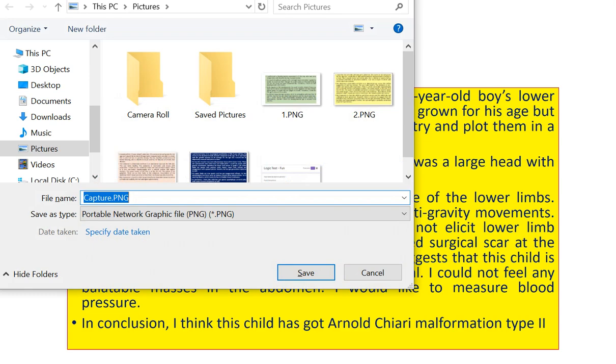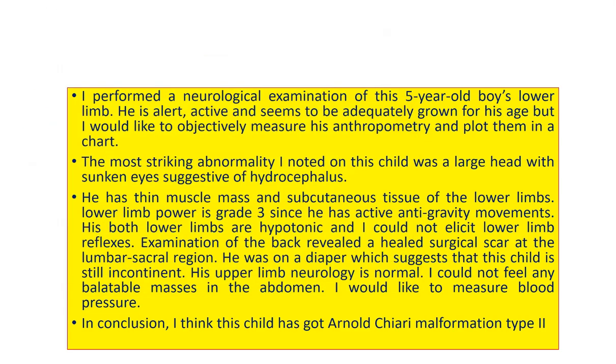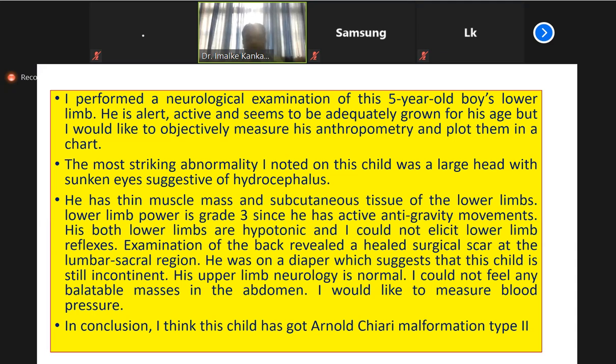He has thin muscle mass and subcutaneous tissue of the lower limbs. Lower limb power is grade 3 since he has active anti-gravity movements. Both lower limbs are hypotonic and I could not elicit lower limb reflexes. Examination of the back revealed the scar at the lumbosacral region. He was on a diaper which suggests that the child is still incontinent. His upper limb neurology is normal. I could not feel any palpable masses in the abdomen. I would like to measure his blood pressure.